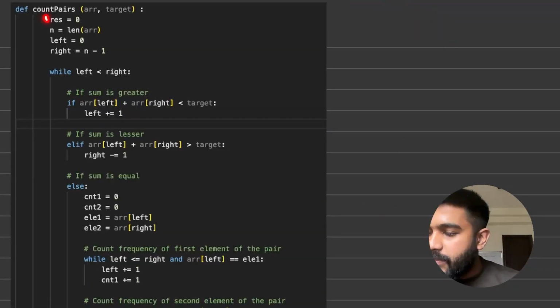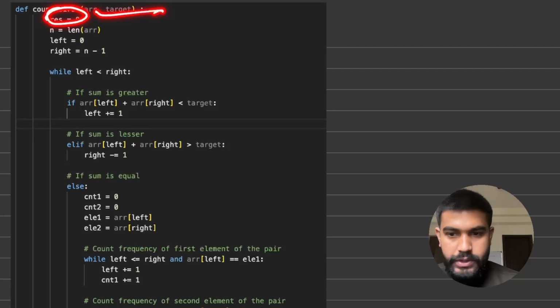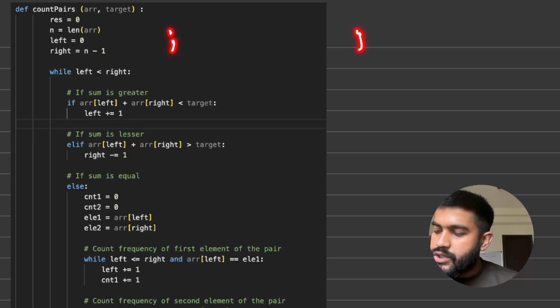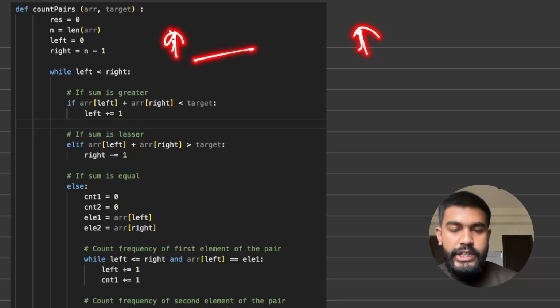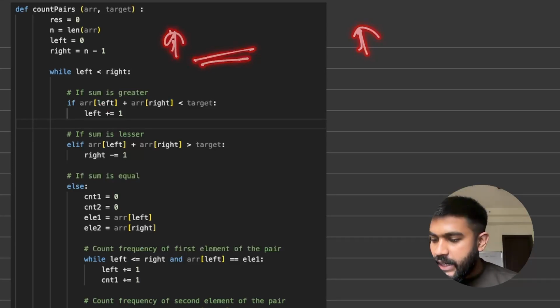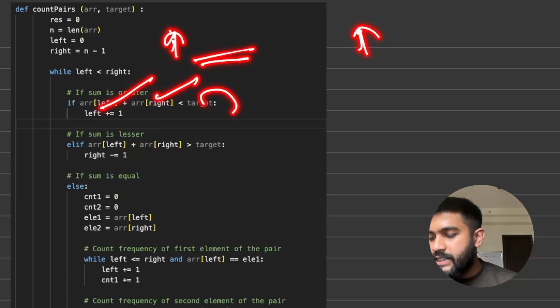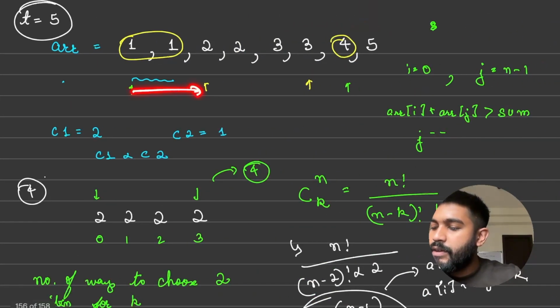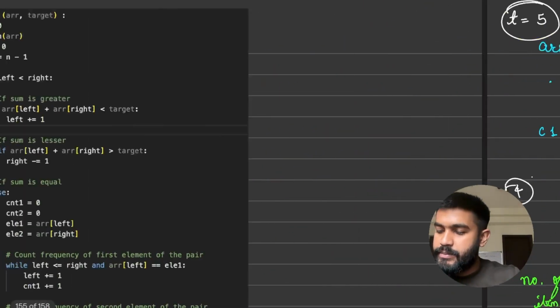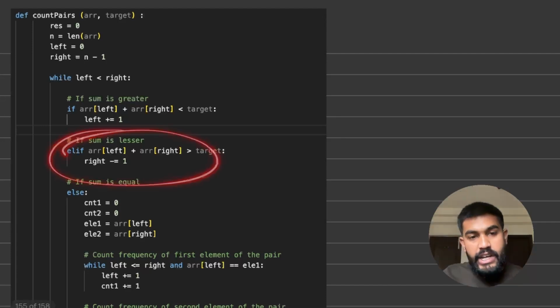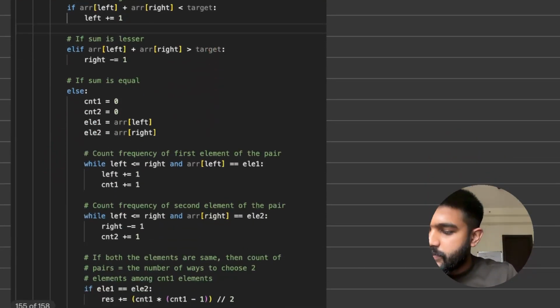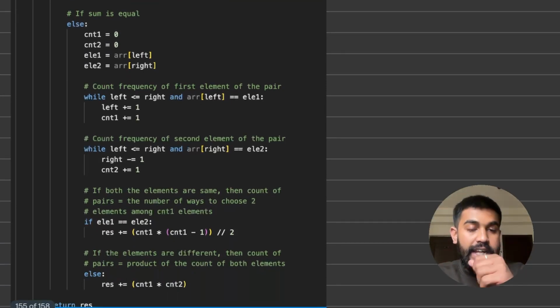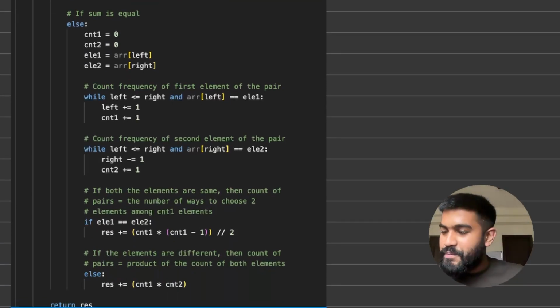So we have the result initiated to 0. Then we have the length of the array. And then we have the two extreme points. Then left plus right. If it is less, then we would move this side. That is, the sum would get increased. Left plus right. We move this side to increase the sum. We move that side to decrease the sum. When the sum is equal, that comes the point of contact.